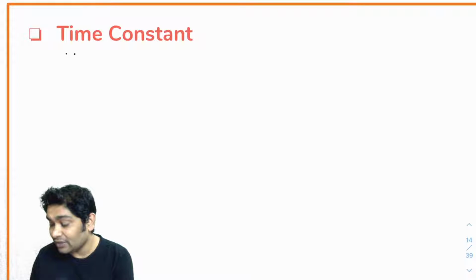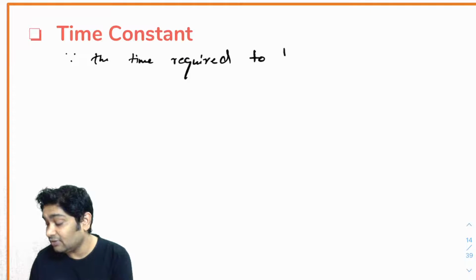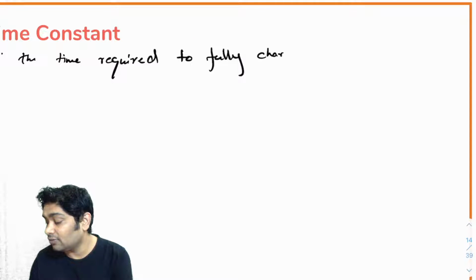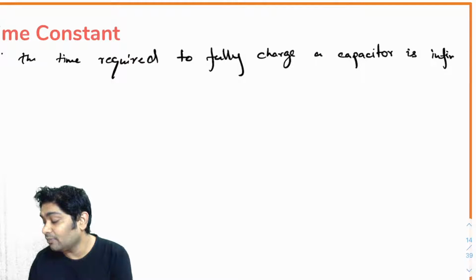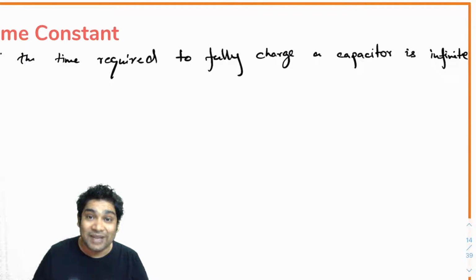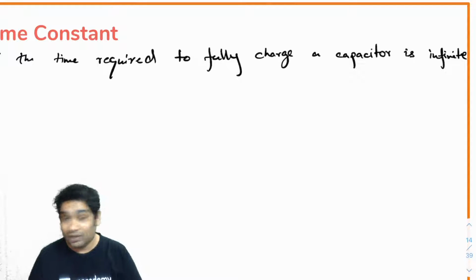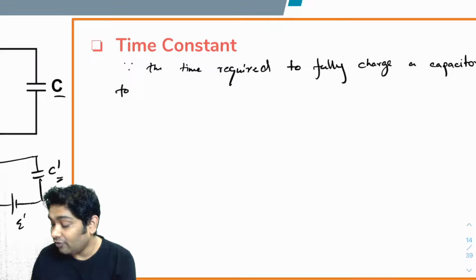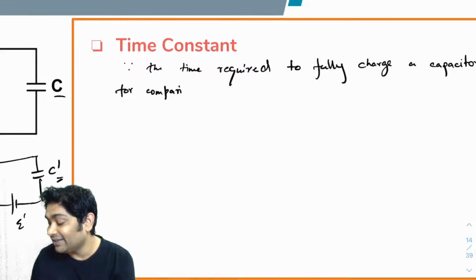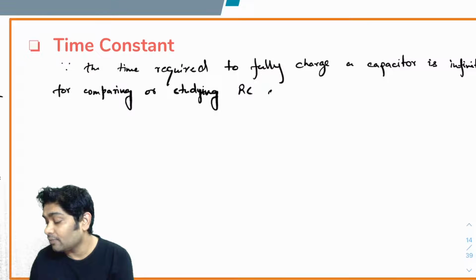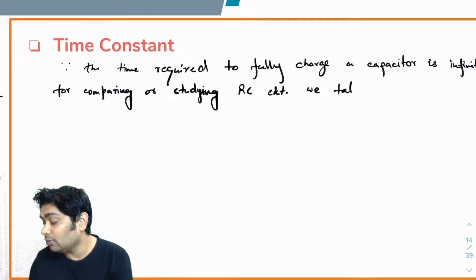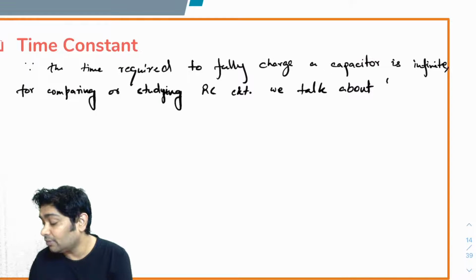Since the time required to fully charge the capacitor is infinite, instead of talking about the charge time required to fully charge it, for comparing or studying RC circuits we talk about something called a time constant. Now let's see what a time constant is.